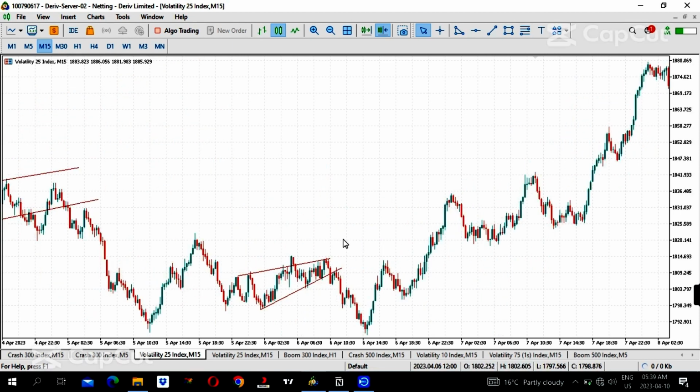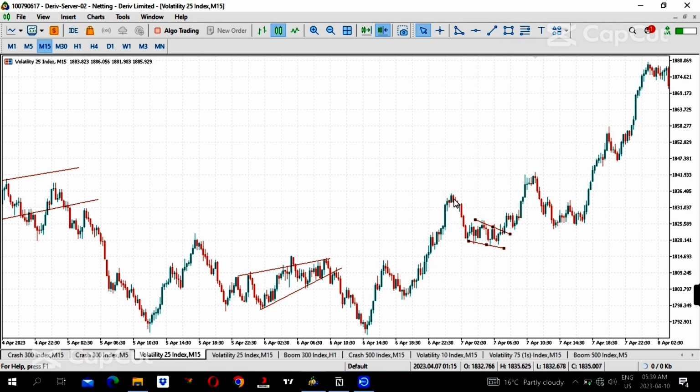Let me check if there is one. So wedges most of the time, especially let's check for example over here, right? So this is a small wedge over here. This is a small wedge over here, right?